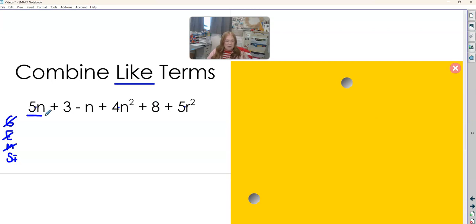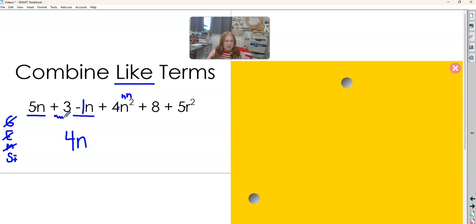So I'm going to start with my 5 n's, and I'm going to look for any other n's. Here's one. This is an n squared. This is n. It's different than just 1 n, 8, and r's. So I'm going to take my 5 n's. This is like 1, 5. Take away one of them is 4 n's.